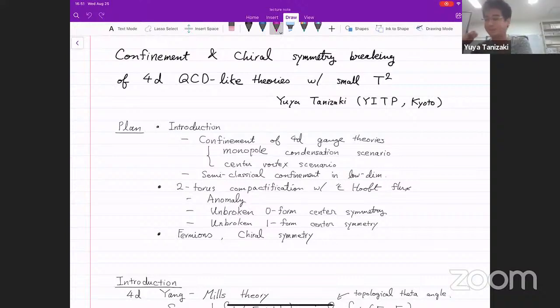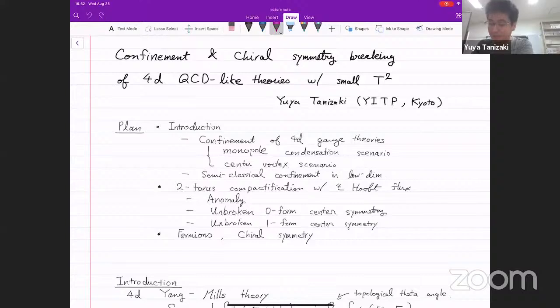Thank you very much for the invitation to this wonderful workshop. Today I will talk about my ongoing, unfinished work on a semi-classical description of confinement for QCD-like theories with two-torus type compactification. And this is the plan of my talk.